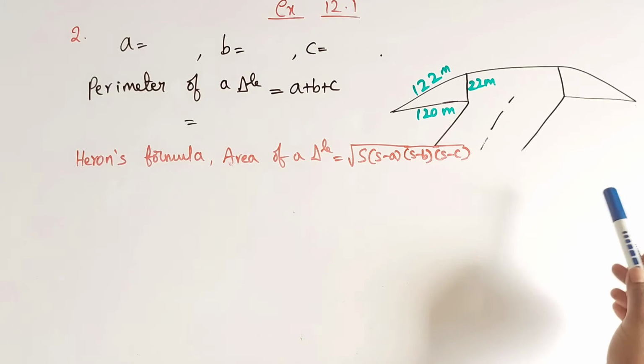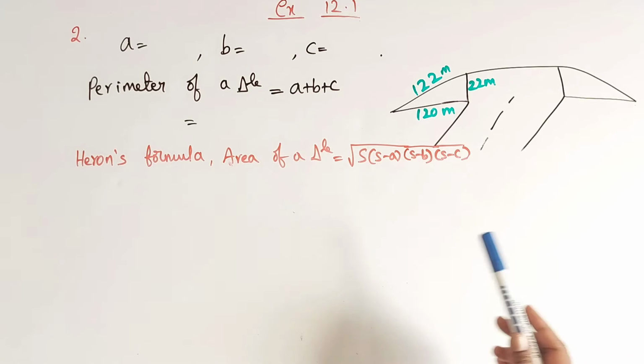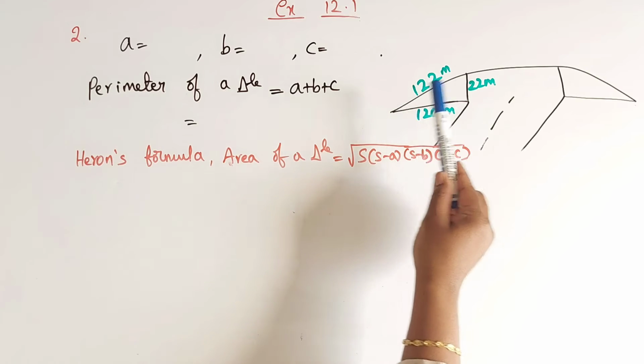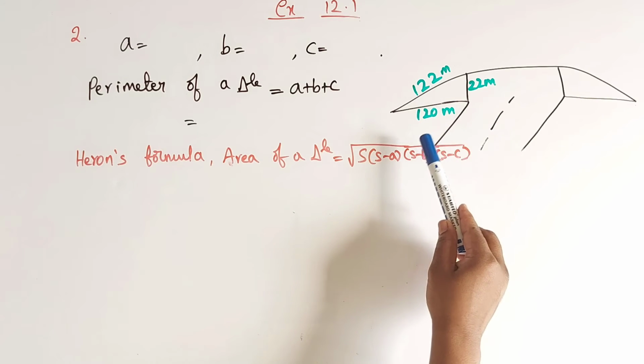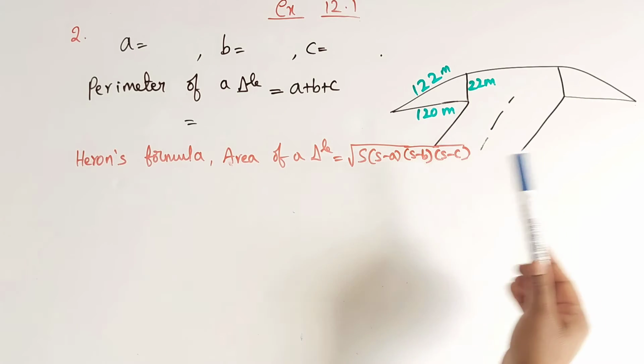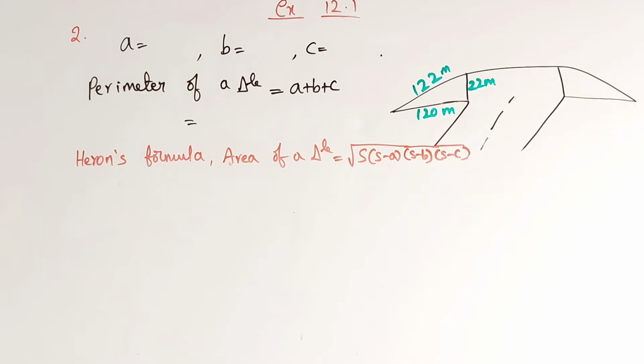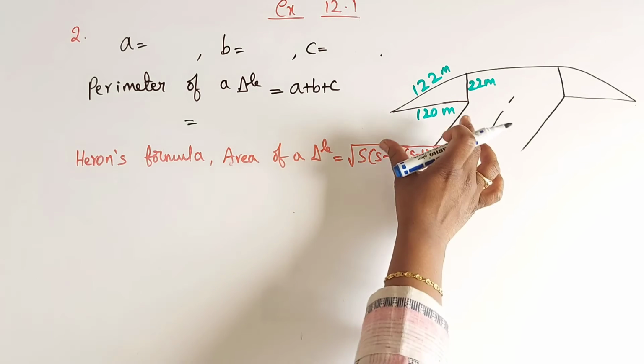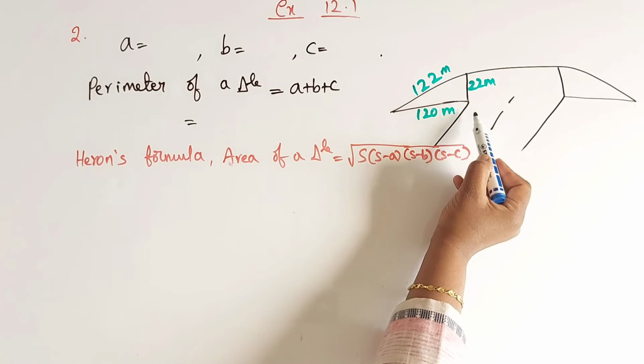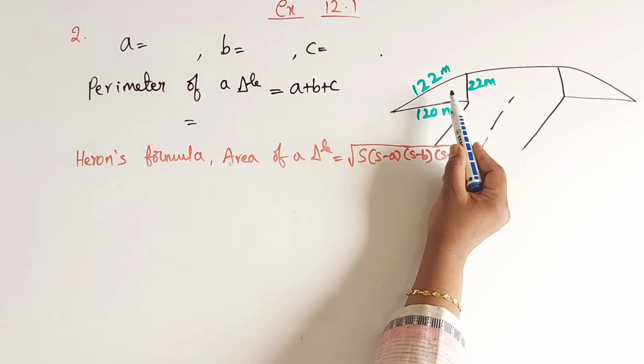Second question, children. The triangular side walls of a flyover have been used for advertisements. The sides of the walls are 122 meters, 22 meters and 120 meters. The advertisements yield earnings of 5,000 per meter square per year, children. A company hired one of its walls for 3 months. How much rent did it pay? Right, children? Think this is a flyover. Now see, one side of the wall is like a triangular shape. This side they are using for advertisements.